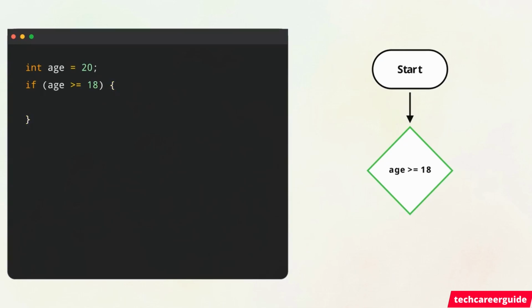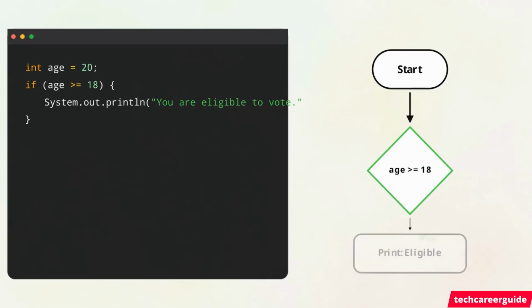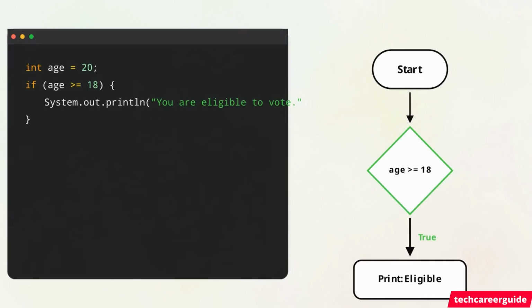Notice the curly braces right after the condition. Any code nested inside these braces will only execute if our mathematical condition is strictly true. Let's add a print statement inside them saying, "You are eligible to vote."